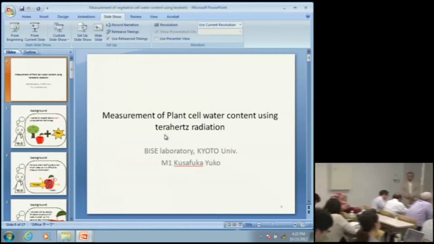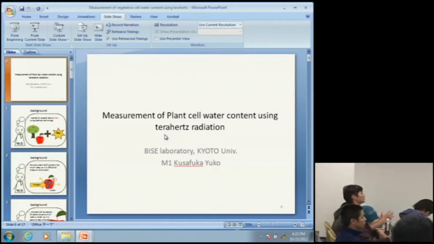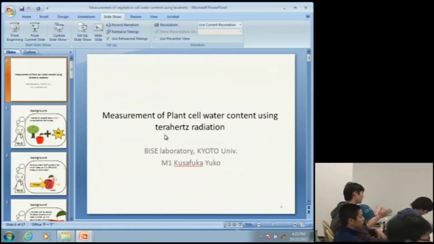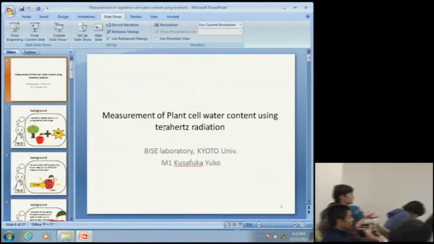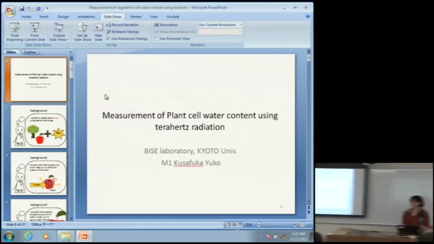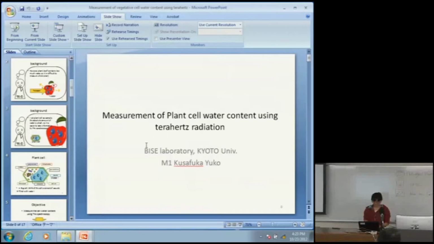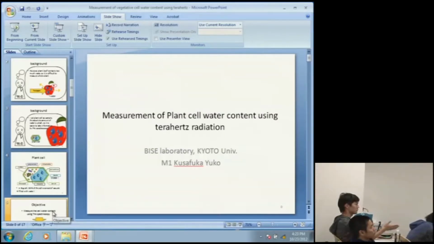I know that you want to measure the concentration of the water in plant cells. So, firstly, I don't know what is the goal of your research after you measure the concentration of the water. What is your application? Only the last slide shows that you want to measure the freshness of the vegetable?